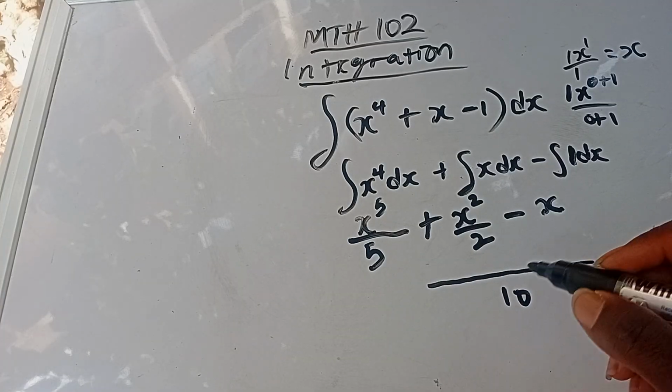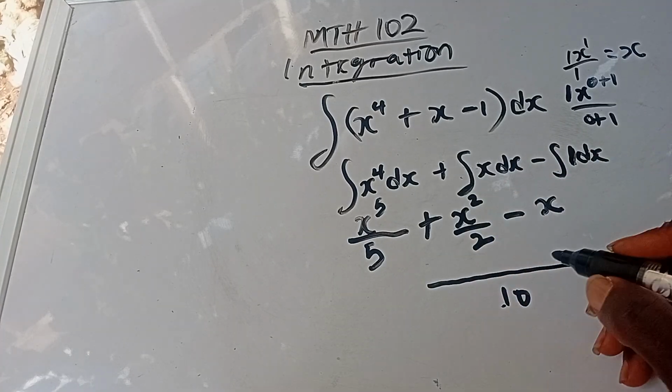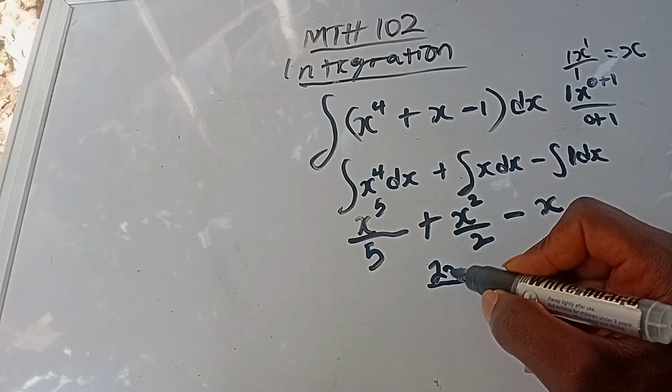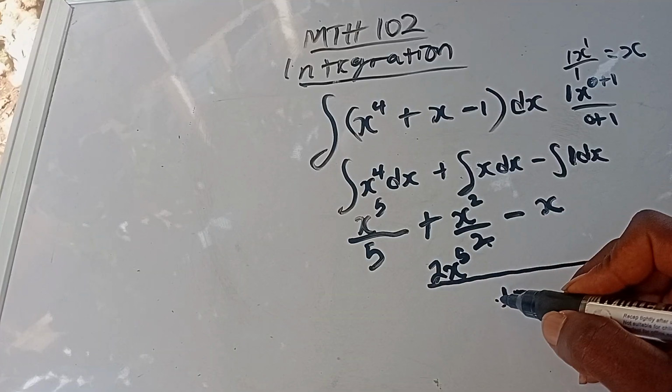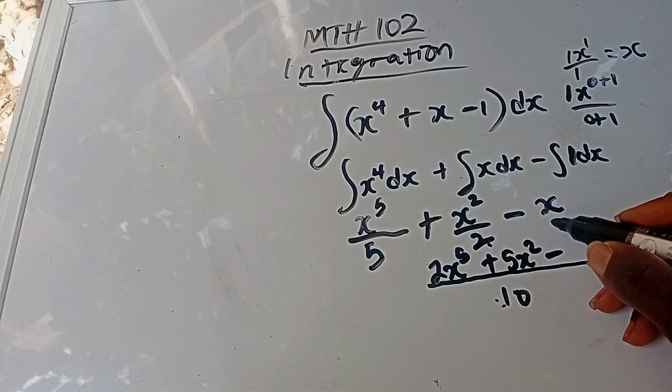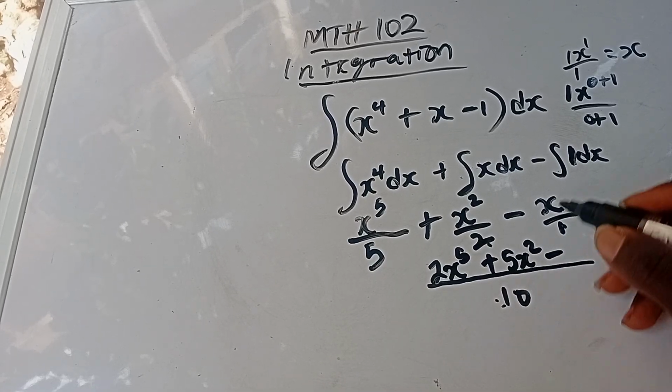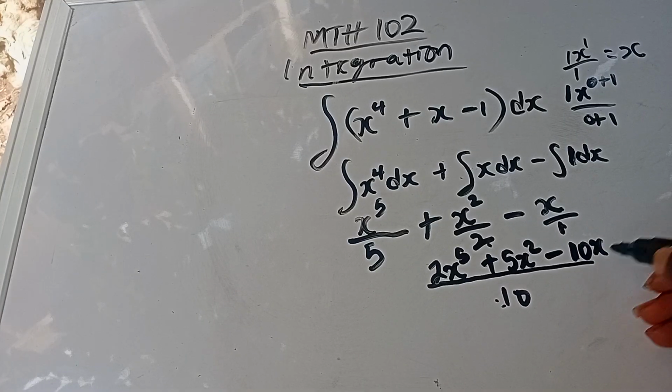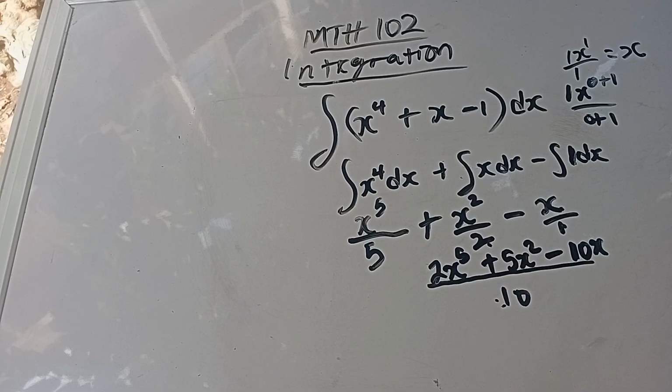The LCM is 10. 5 in 10, 2, so 2 times x raised to power 5. We have 2x raised to power 5. 2 in 10, 5, so 5 times x squared, plus 5x squared, minus this over 1. 1 in 10, 10, so 10 times x, giving 10x. So that's that for that.